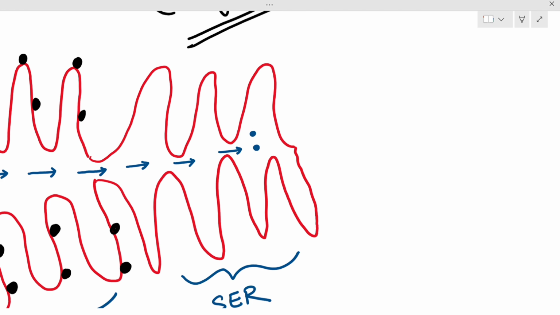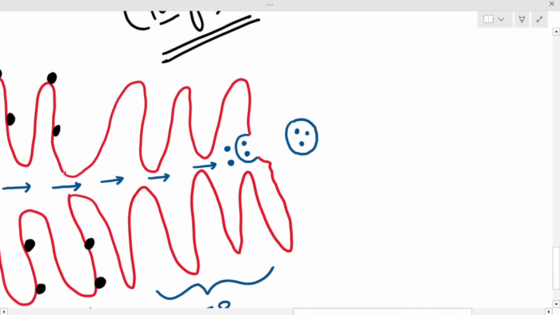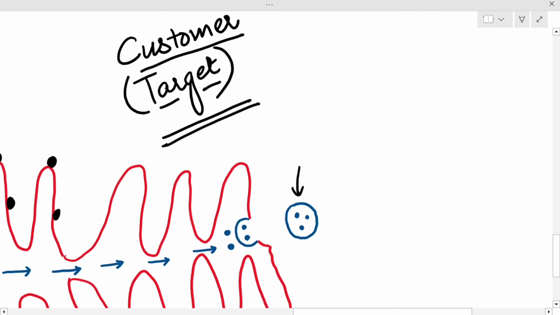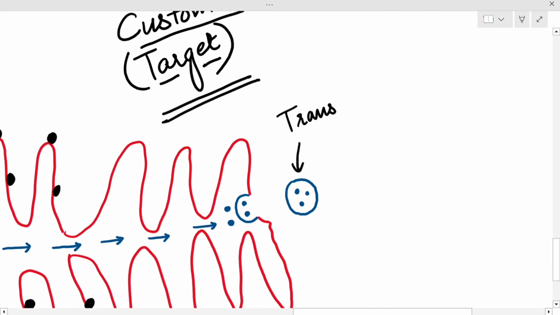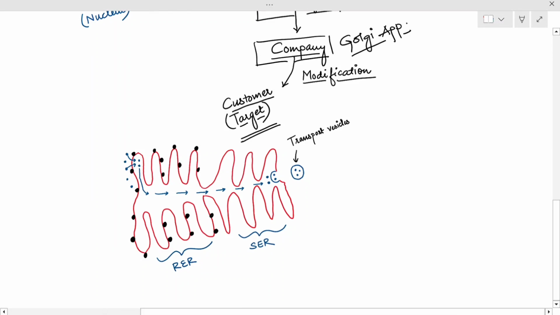Now what happens when this protein reaches the last part of the smooth endoplasmic reticulum? This protein gets covered by a layer of the smooth endoplasmic reticulum, which finally breaks and converts into transport vesicles. This is a transport vesicle.